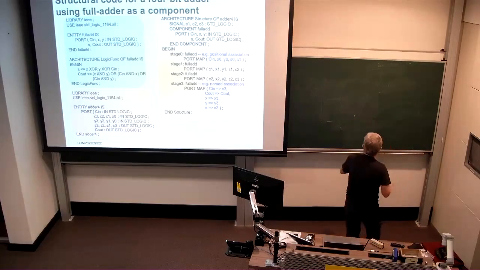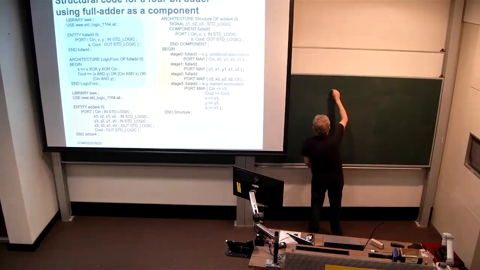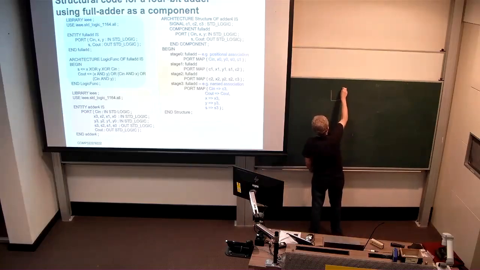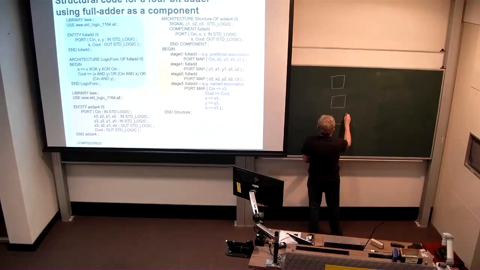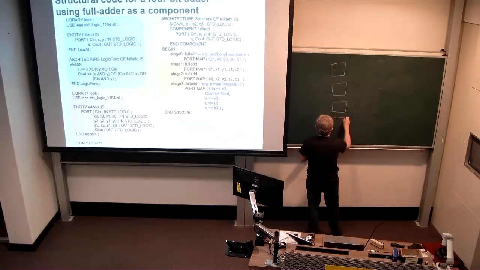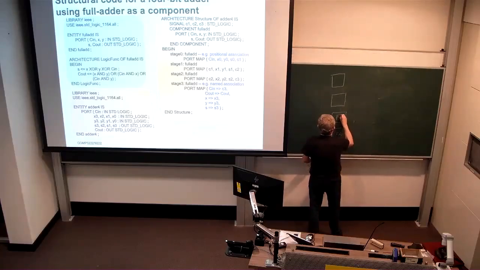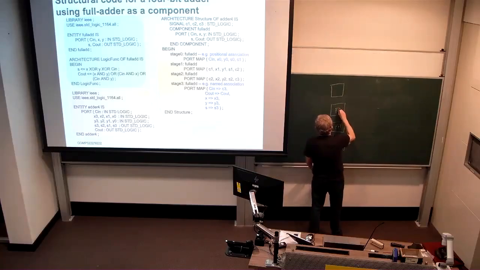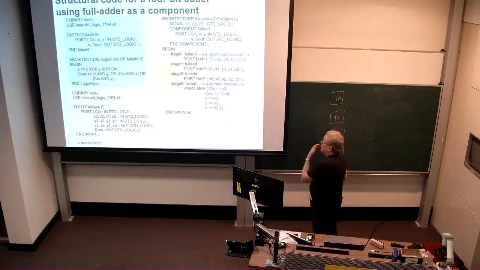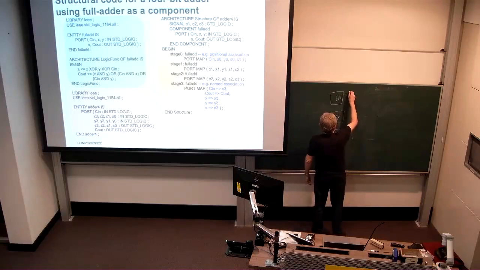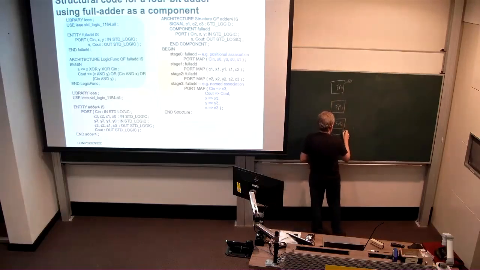So what we're going to do is build a 4-bit adder by having 4 instances of an FA component. Right, and we have to connect those together. So each one has a sum bit coming out. Let's call this 0, 1, 2, and 3.